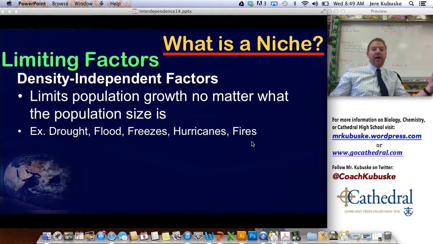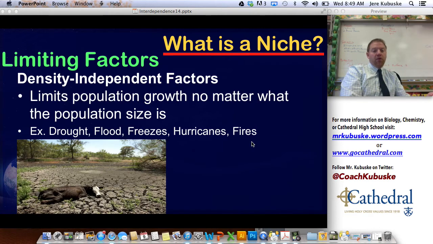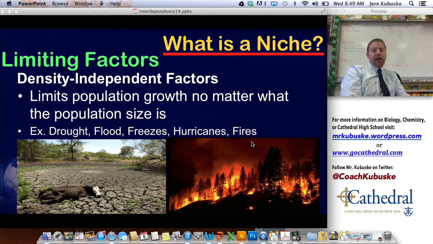It could limit the size because it's going to take food away, or it may kill off some of them, or it's going to destroy shelters or something. So it really doesn't matter how big my population is. These factors are definitely going to play a role, whether it's drought again or wildfire, in how my species can survive and how many of my species can survive.